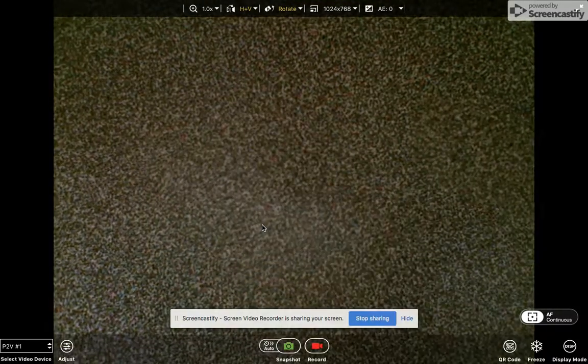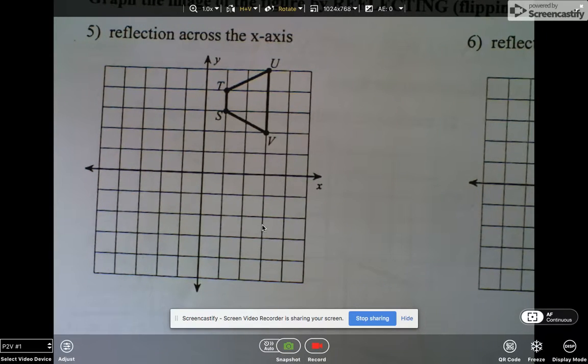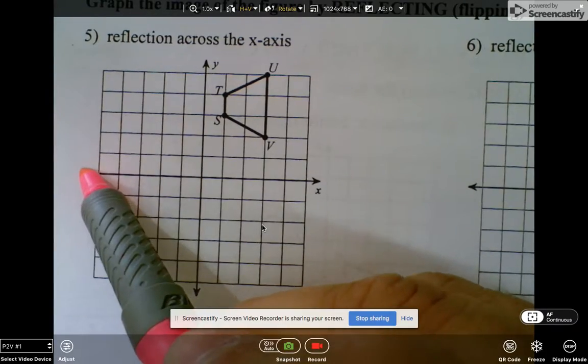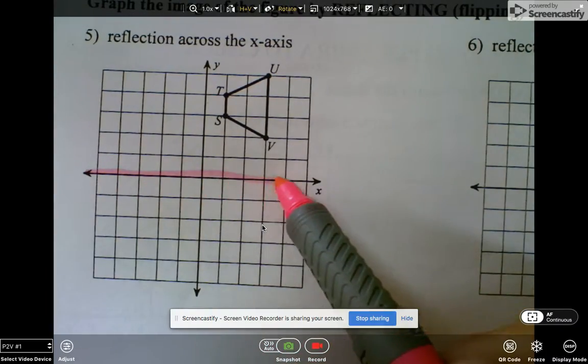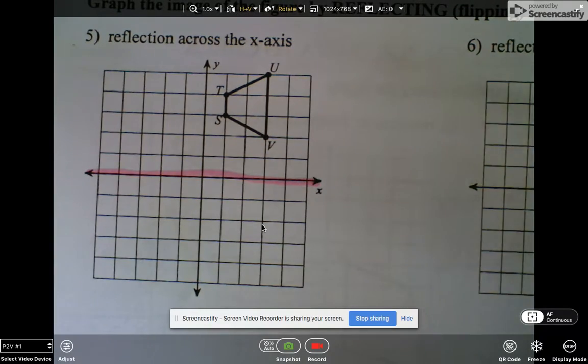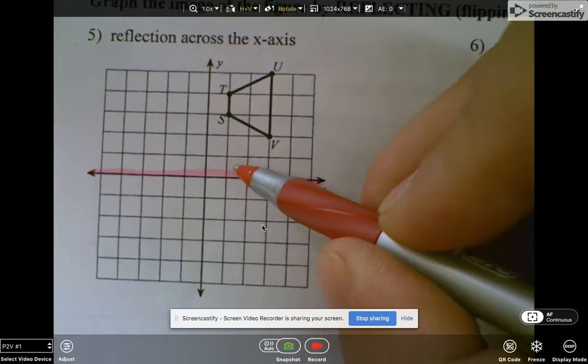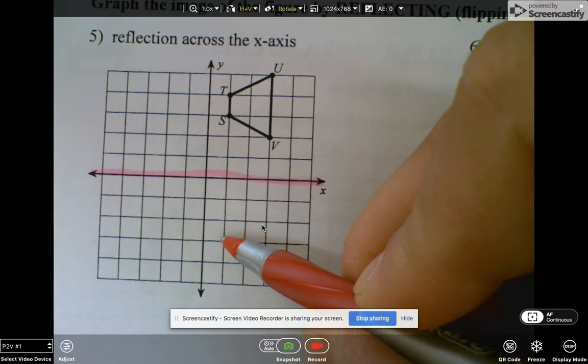The last examples are reflecting. So number 5, we're going to reflect over the x-axis. So in pink, I'll highlight my line of reflection. So my line of reflection is right here, the entire x-axis. So now when I do my reflection, I'm just going to count to my line and then see how many spaces that is, and then go that many spaces again.